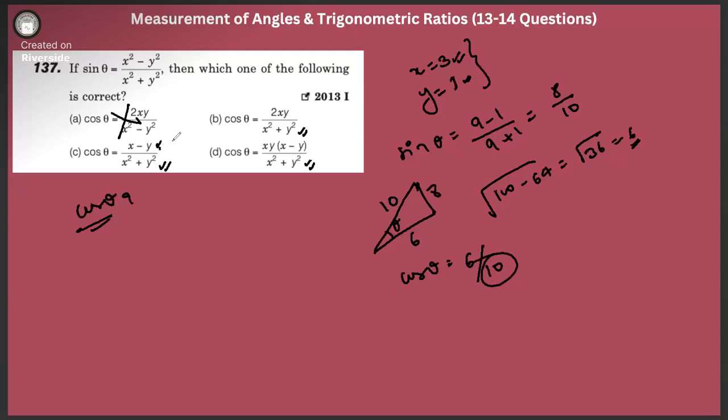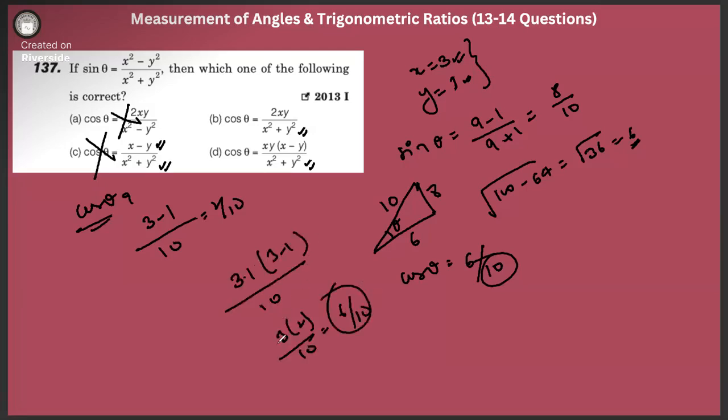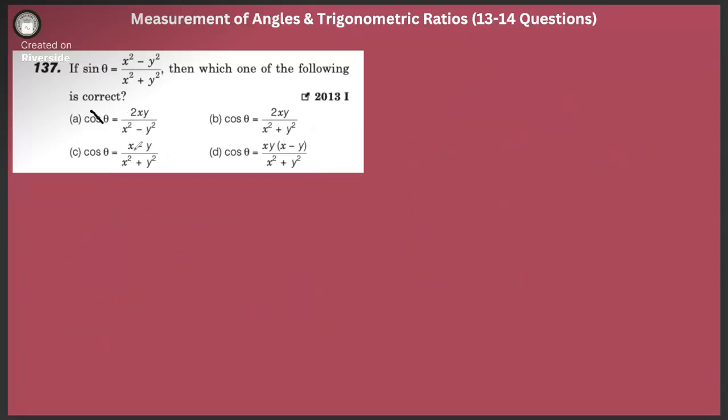Option C, x minus y over here: 3 minus 1 by 10, it's 2 by 10. Is C the correct answer? No. Let's check for D, xy. 3 minus 1, it's giving. Okay, fair enough, D can give us. How about B, 2 into x and y divided by. 2 can also give. Yes, absolutely. So now we are clear that these two are not the answers. Isn't it?